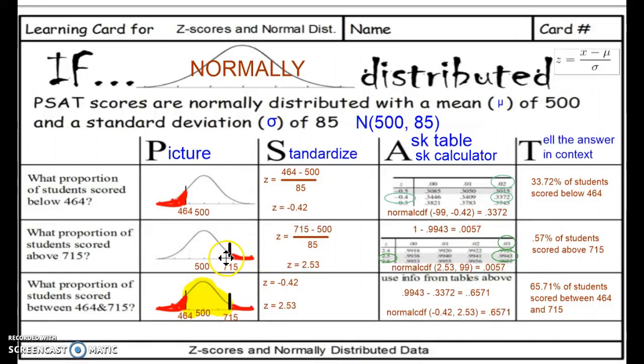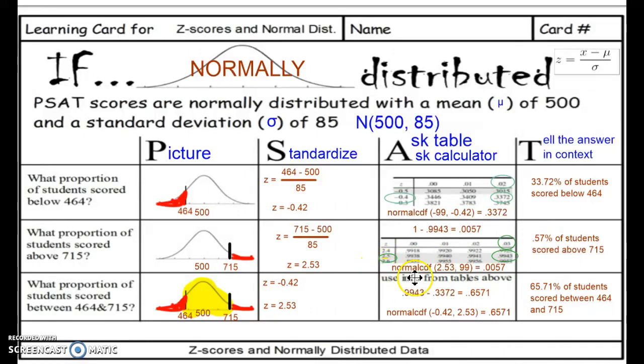It's less than that. In fact, when you look at your table, the table always gives you the area to the left of the z-score that you are concerned with. So this 99.43% or 0.9943 is the area to the left of the z-score at 715. So what we need to do in order to get the area to the right, if I'm using the table, is go 1 minus 0.9943, which is 0.0057 or 0.57%.